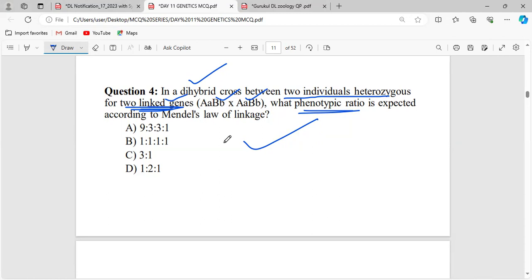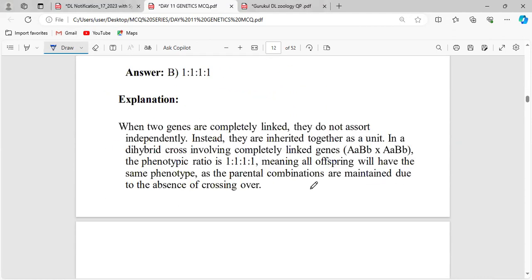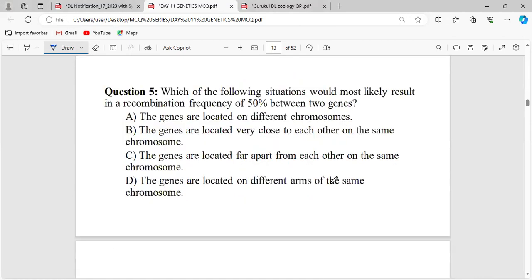Why is crossing over absent here? Because all the genes are linked here. As it is linked, whatever characters are seen in the parental combination will be reflected in the offspring also.